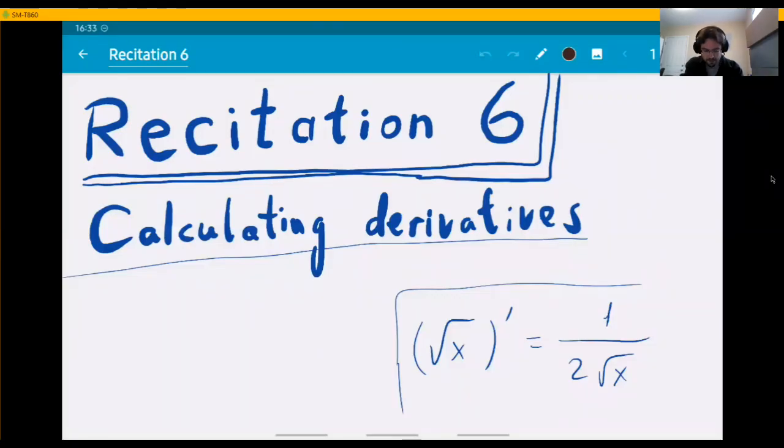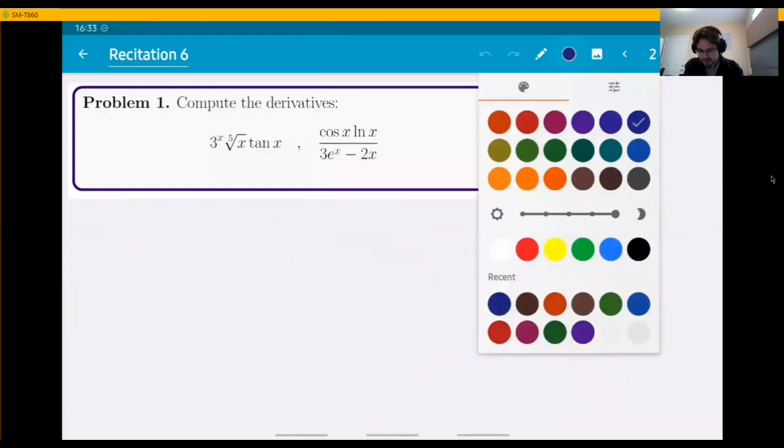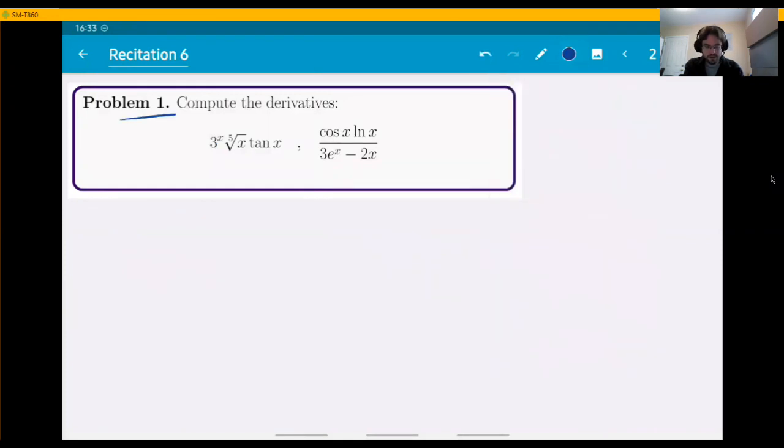We are calculating derivatives today by using all the rules that we learned, including the chain rule, the most important one. I would say don't pay attention to the problem numbers in this presentation here. I deleted a few problems to make it shorter. But let's just focus on solving the problems. Here is the first one.